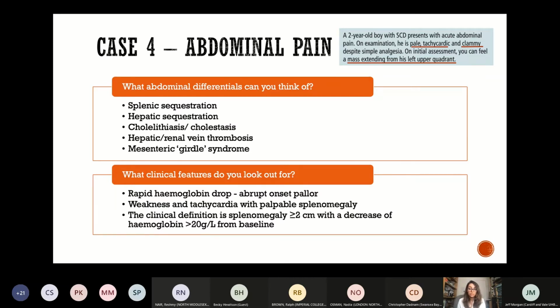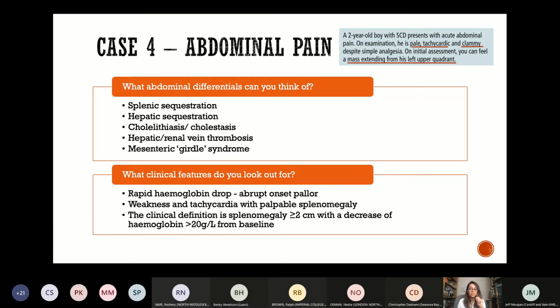So if you think the abdominal pain is due to vaso-occlusive origin, this is often termed girdle syndrome because of the circumferential distribution of pain. The other differentials, of course, at the back of your mind are things like appendicitis or intussusception.